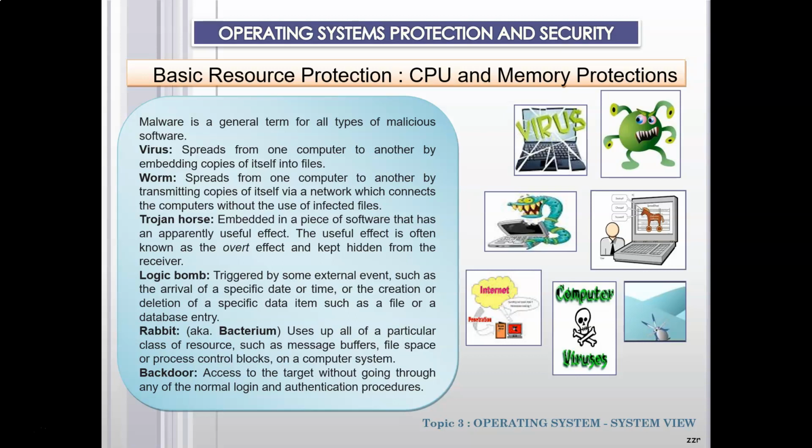If anything happened to the operating system, we can easily say that, oh, this is because of the virus. But actually, there is a difference between a virus and a worm. A virus can be said to be a program or a piece of code that can spread from one computer to another by embedding a copy of itself into a file.